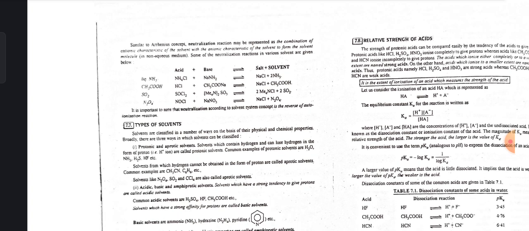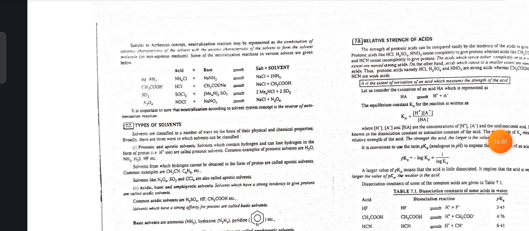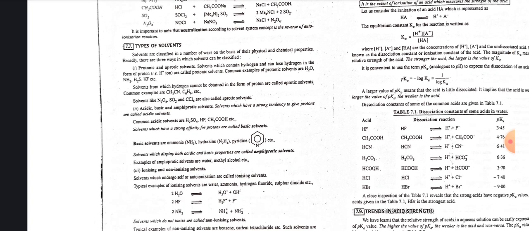Similar to the Arrhenius concept, a neutralization reaction may be represented as the combination of the cationic characteristic of the solvent with the anionic characteristic of the solvent to form the solvent molecule in a non-aqueous medium. Some of the neutralization reactions in various solvents are given below.